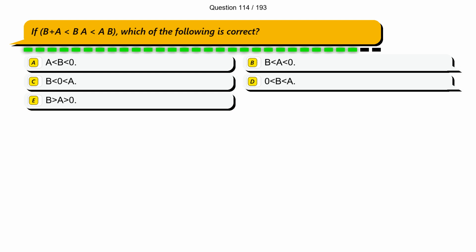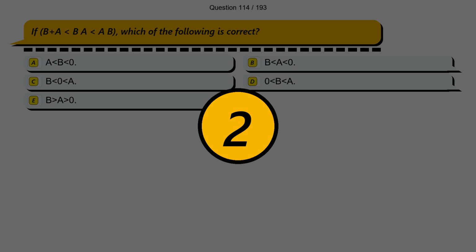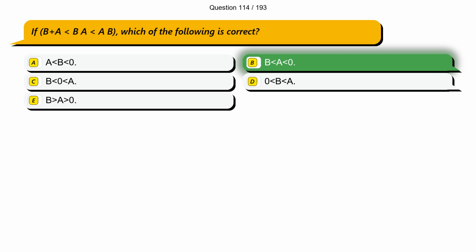Question 114. If b plus a less than ba, and ba less than ab, which of the following is correct? Option A, a less than b less than 0. Option B, b less than a less than 0. Option C, b less than 0 less than a. Option D, 0 less than b less than a. Option E, b greater than a greater than 0. The correct answer is option B, b less than a less than 0.